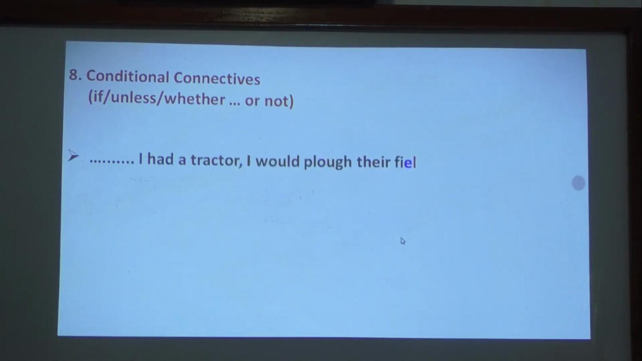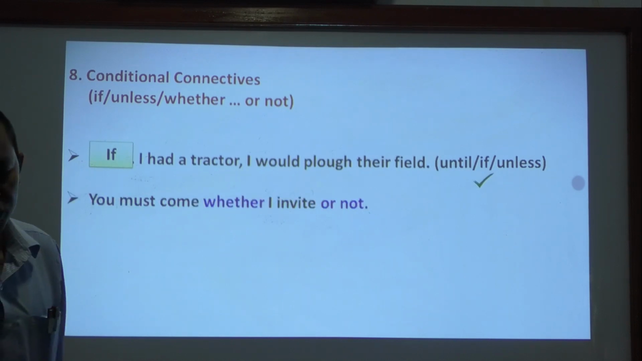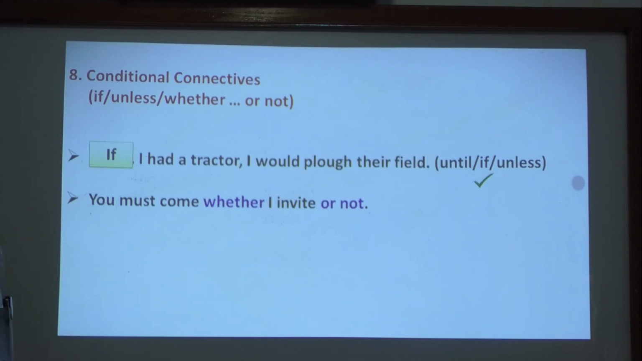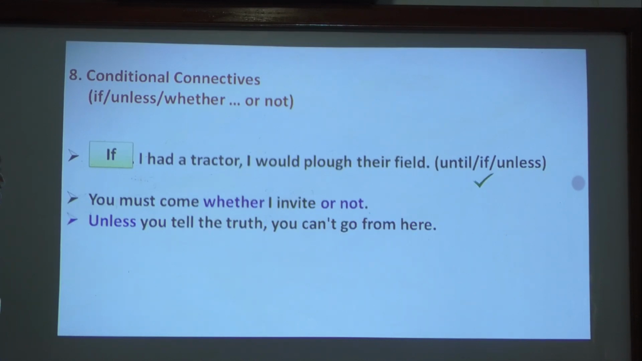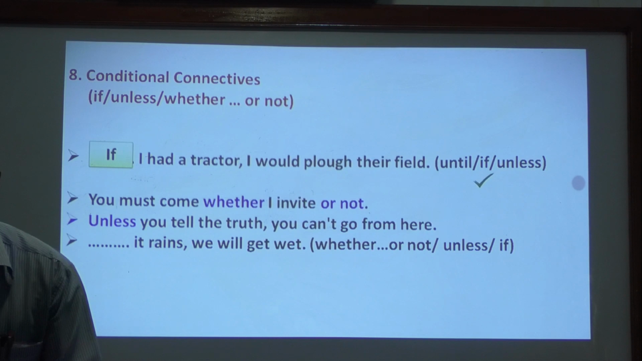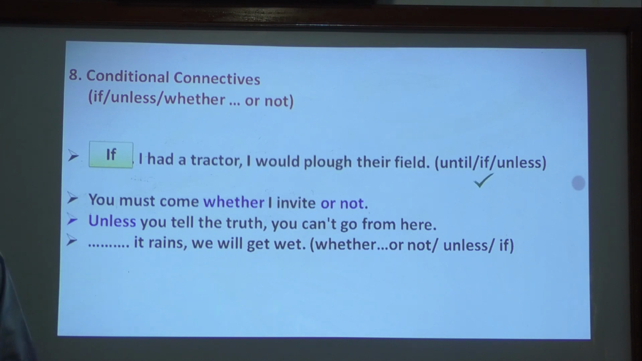In conditional connectives, if I had a tractor, I would plow their field or my field. And in the same way, you must come whether I invite or not. Yes, whether I invite or not, you must come to my home. In the same way, unless you tell the truth, you can't go from here. So there is a condition: tell the truth, otherwise we won't let you go home. Another, it rains, we will get wet. So what is here? Whether or not, or unless, or if. Let's try. Dear students, if must be the appropriate one here. If it rains, we will get wet.